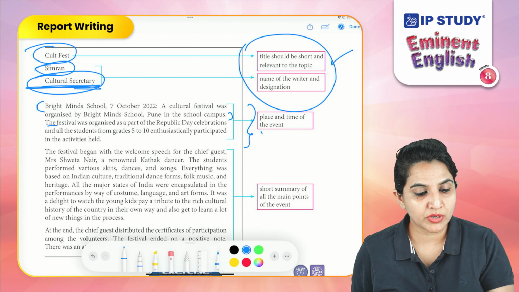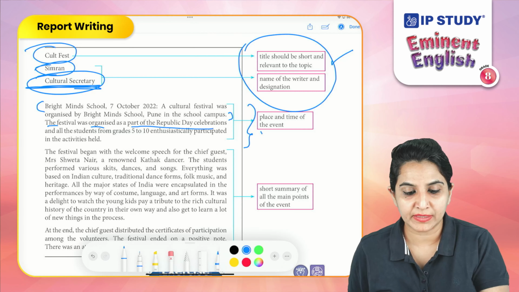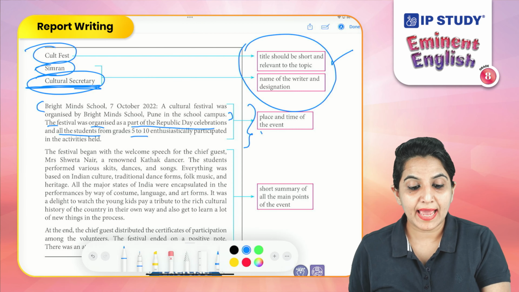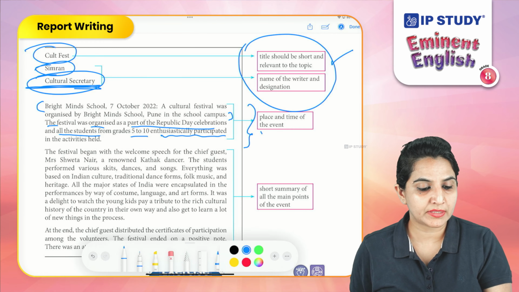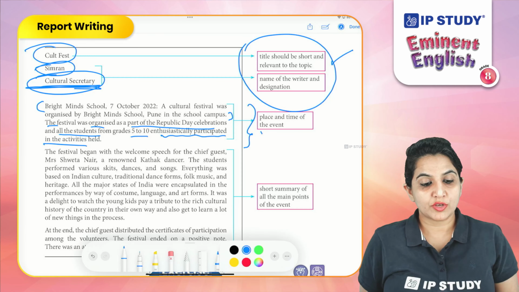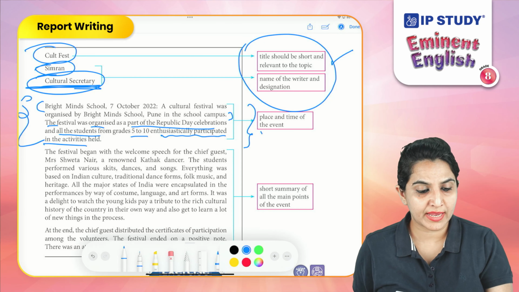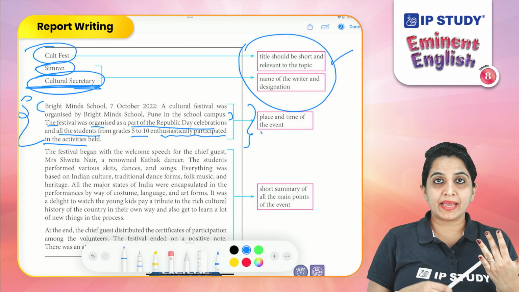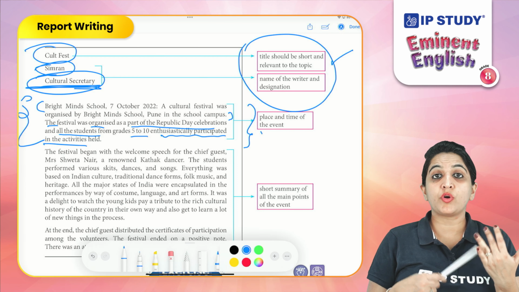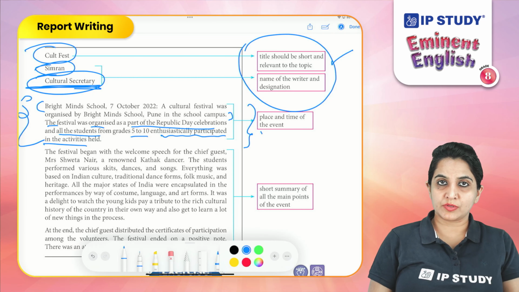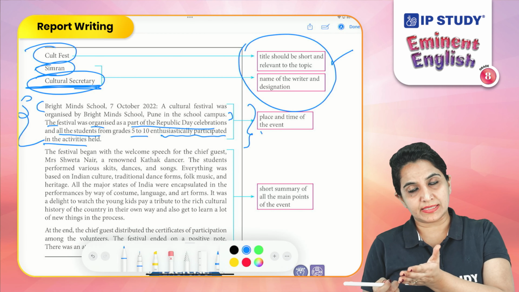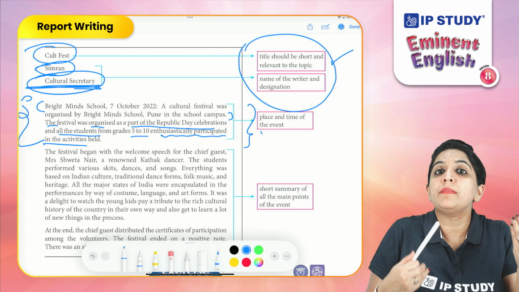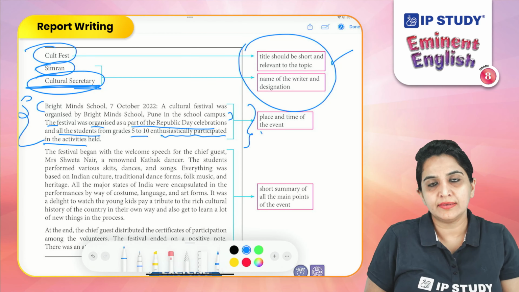The festival was organized as a part of the Republic Day celebration, and all the students from grades 5 to 10 enthusiastically participated in the activities held. So as soon as we read the first paragraph, we know where it happened, why it happened, and what was happening. The school, the date, the event, why it was happening, and who all participated and attended the event.